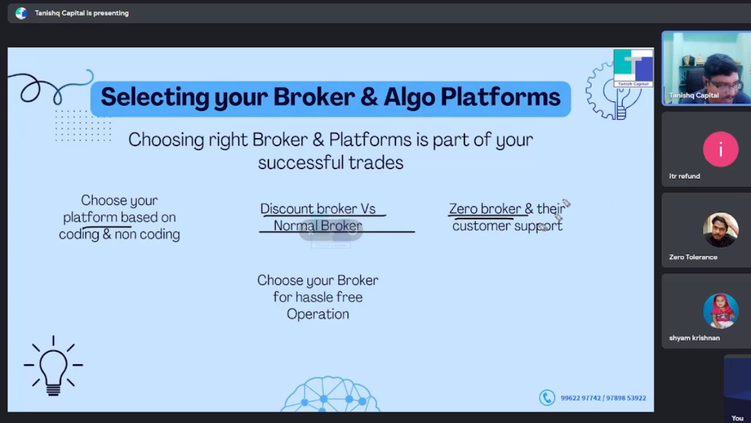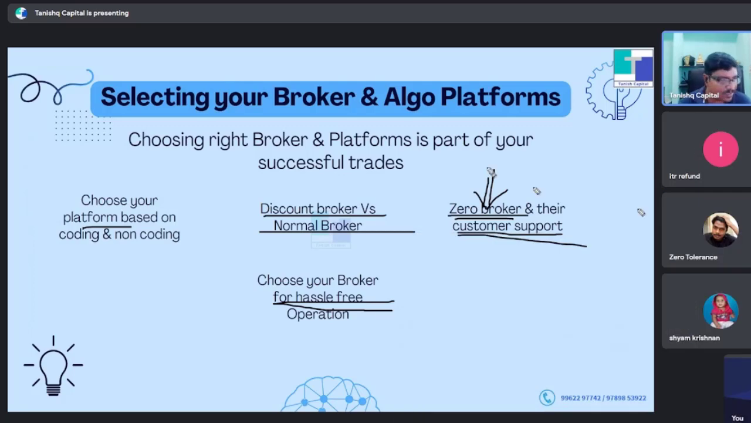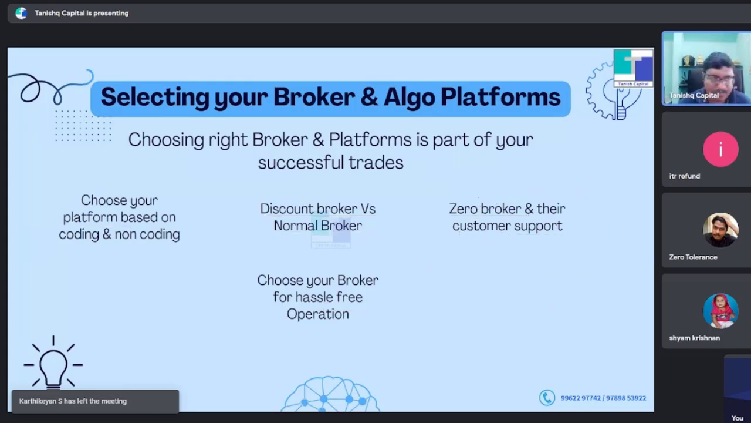But you need to see when there is a hassle, because the algo doesn't know when to exit in an error. You need to have control over error handling. At that time, if the customer support is not supporting you, then whatever you saved in zero brokerage, you have to pay in one single instance. You can decide that. I don't go against zero brokers, but if you are getting all the support and you can manage, then decide based on that factor also.